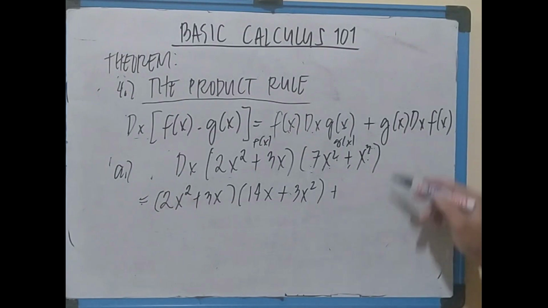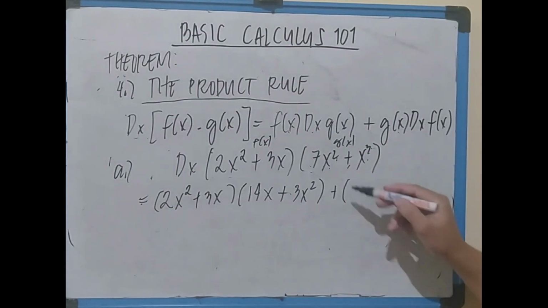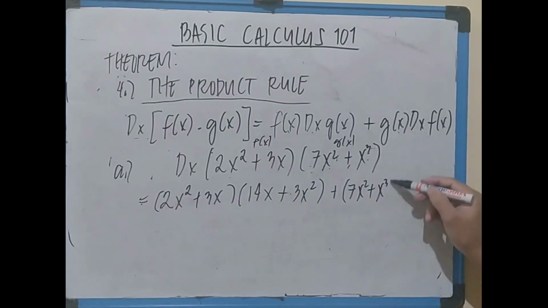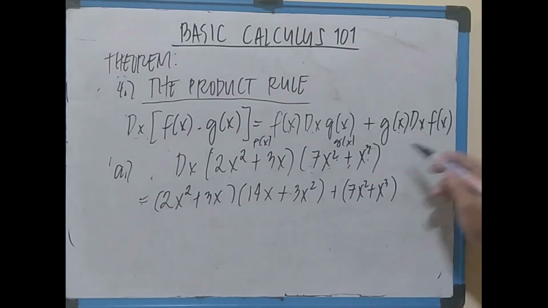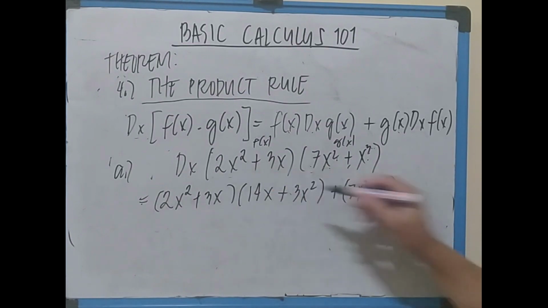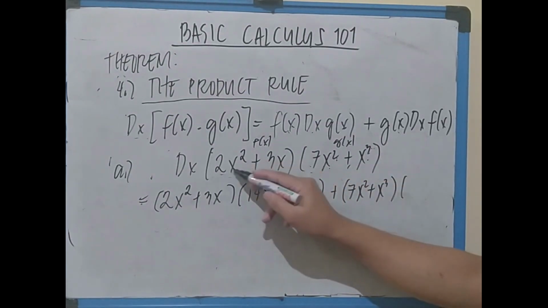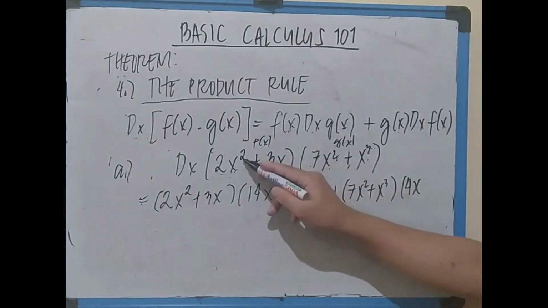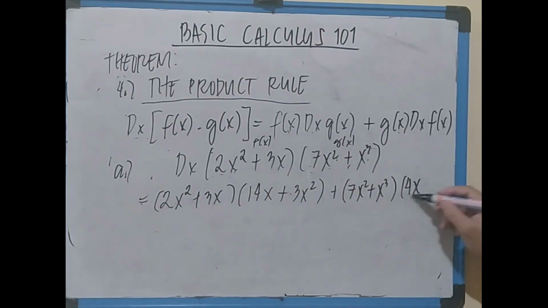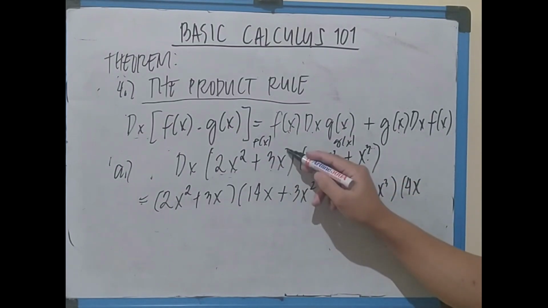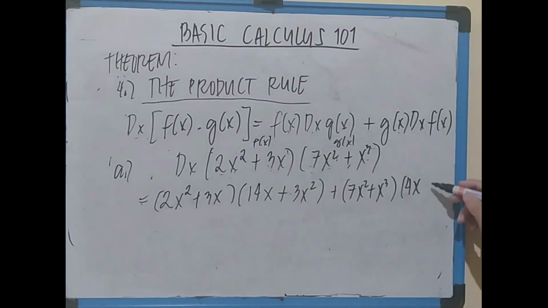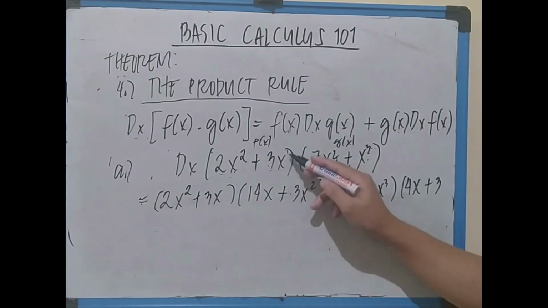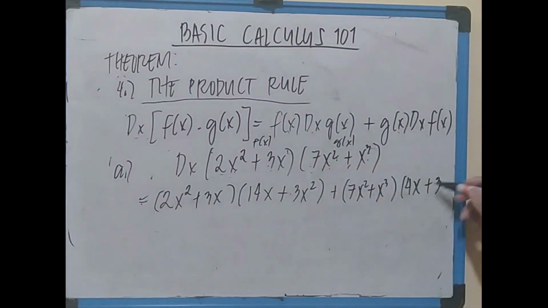Tapos, plus, since g of x naman, kunin natin ang g of x, we have 7x squared plus x cubed, then the derivative of f of x. So, ito naman kunin natin yung derivative nito. So, we have 2x squared is 2 times 2, 4, x, then 2 minus 1 will be 1, kaya 4x na lang. And this one, since meron tayong exponent na 1 dito, 1 times 3 lang siya. So we have 3. Then x, 1 minus 1 is 0. So automatic guys, the derivative of 3x is just 3.